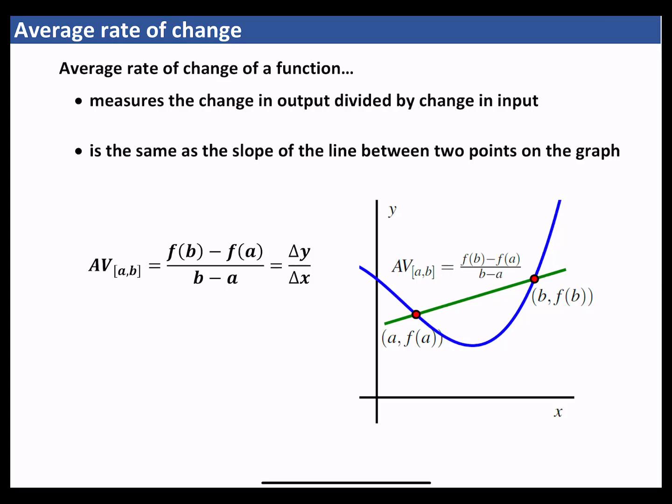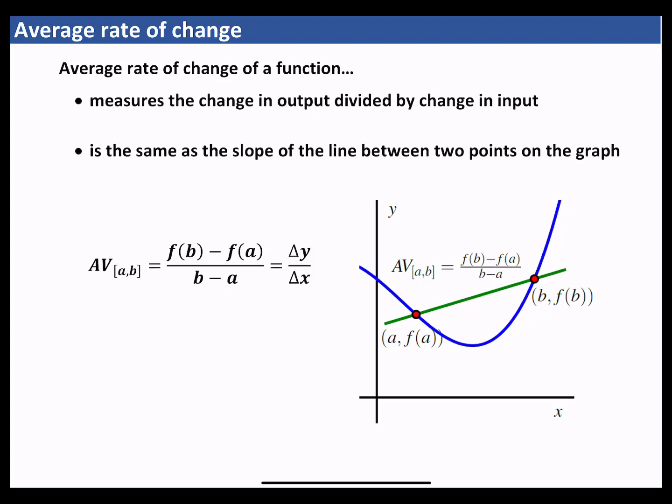It is important to connect the meaning of the average rate of change of a function to a familiar idea from past mathematical study. Because the average rate of change of a function measures the change in output divided by the change in input, this is the same as the slope of the line between 2 points on the graph.